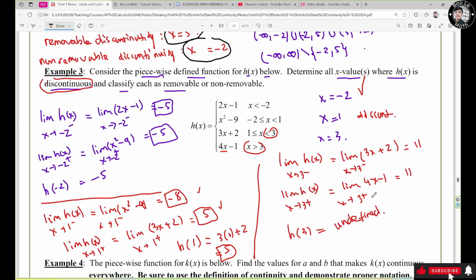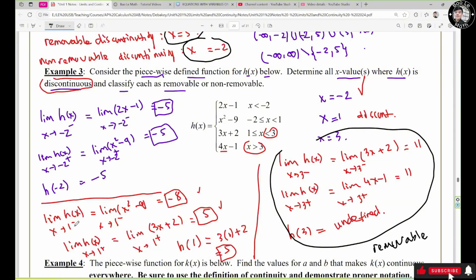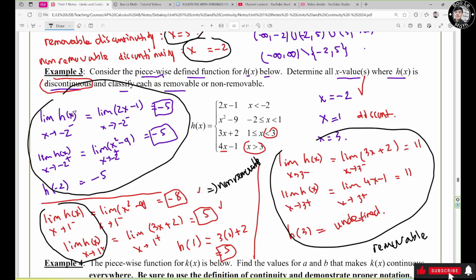Alright, now we need to conclude. This case right here tells us that the function h of s has a removable discontinuity at s equals 3. Now for this one right here, the limit does not exist, so this one is non-removable. And this one right here is continuous, so we don't need to worry about this one.